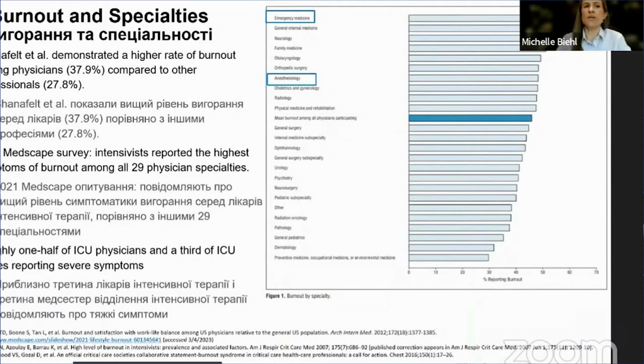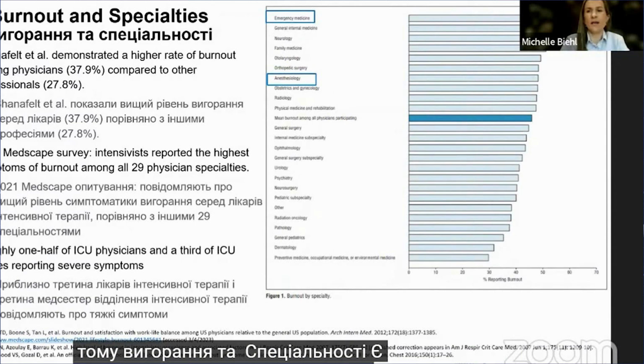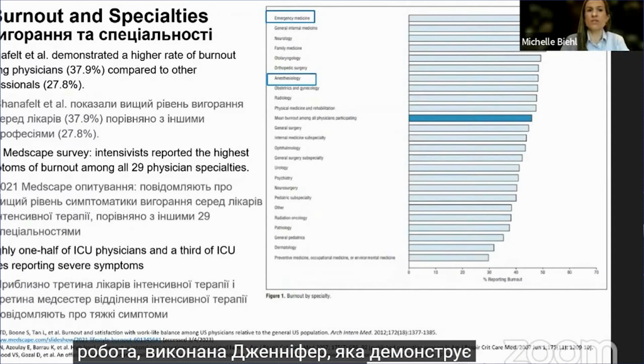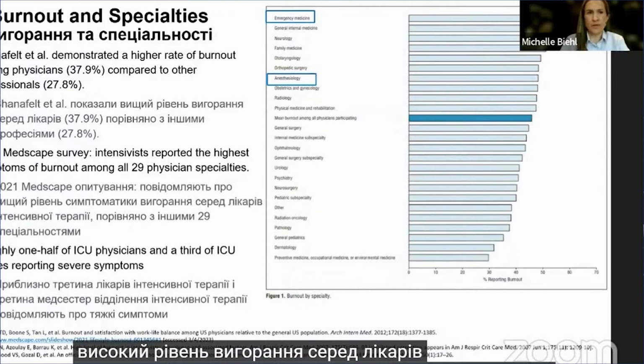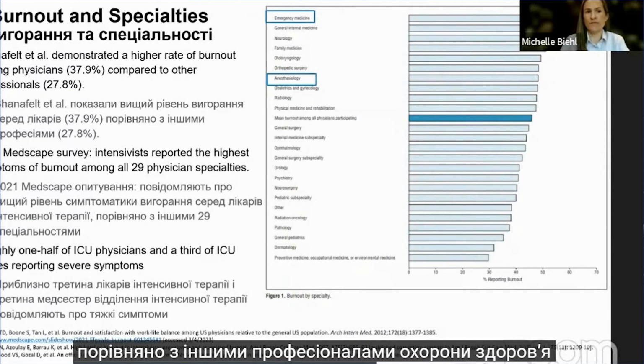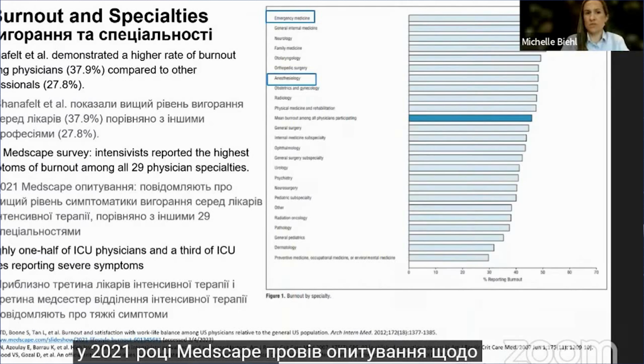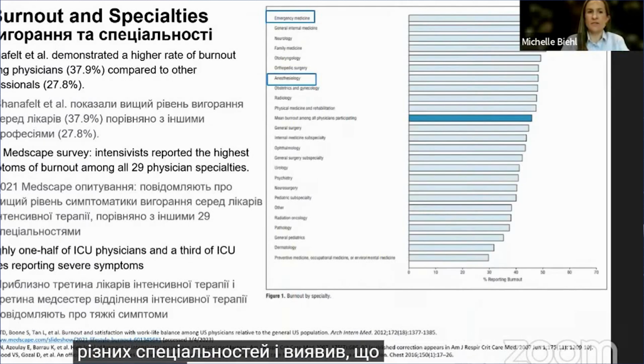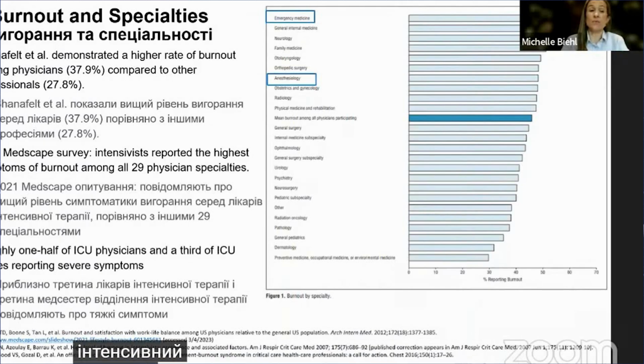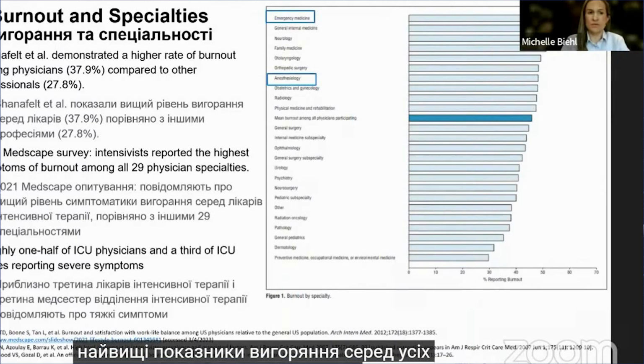So, burnout and specialties. There is work done by Schoenfeld that demonstrated a higher rate of burnout among physicians compared to other healthcare professionals, about 10% more in physicians compared to other professionals. In 2021, Medscape did a survey on different specialties and found that intensivists reported the highest rates of burnout among all the other 29 specialties.